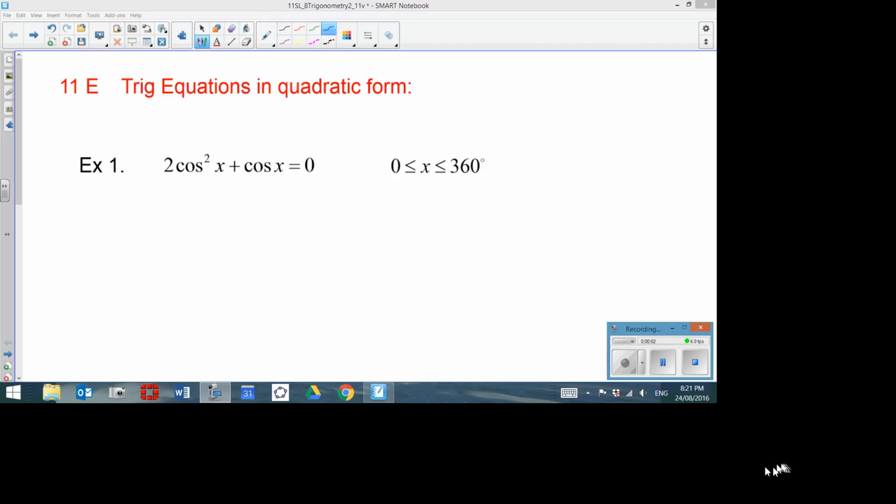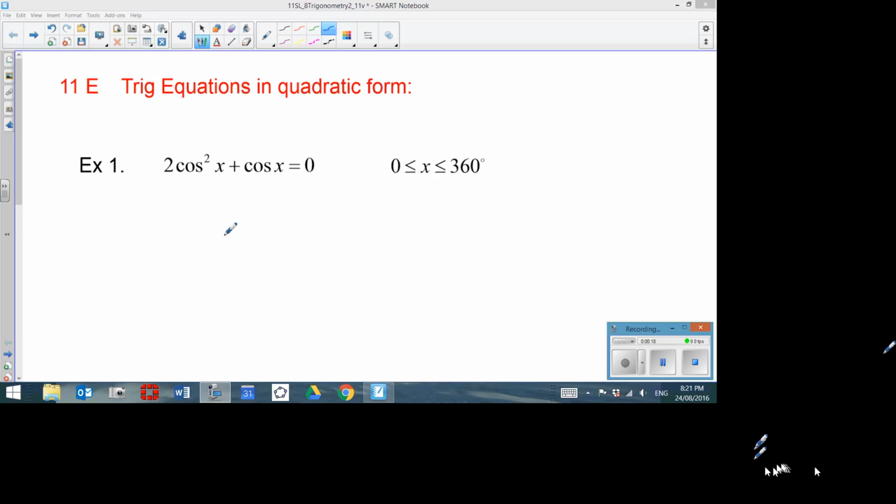All right, IB, we've made it to the very last section for Chapter 11, which is Section E, solving trig equations that are in quadratic form. A little different to the equations we were doing the other day. So we're noticing now that we're going to wind up with a quadratic.